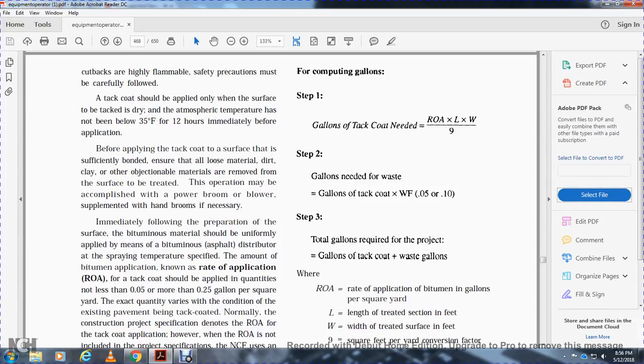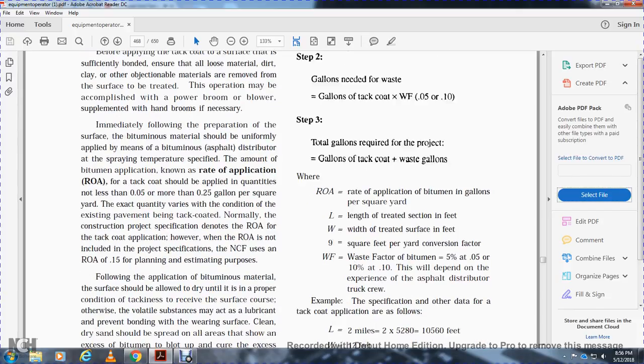Step 3, total gallons required for the project: gallons of tack coat plus waste gallons. The rate of application of the bitumen is in gallons per square yard. Length of the treated section is in feet. Width of the treated surface is in feet. Nine square feet per square yard is the conversion factor. The waste factor of the bituminous material is 0.10, depending on the experience of the asphalt distributor truck crew.